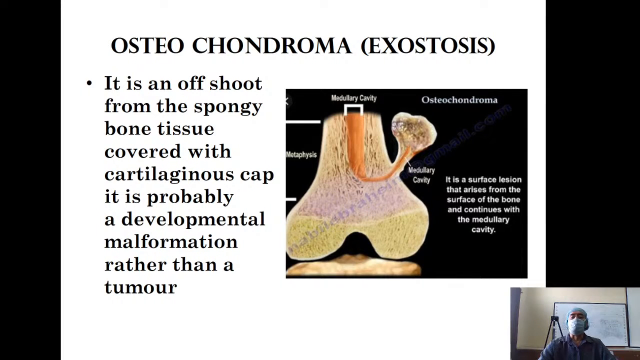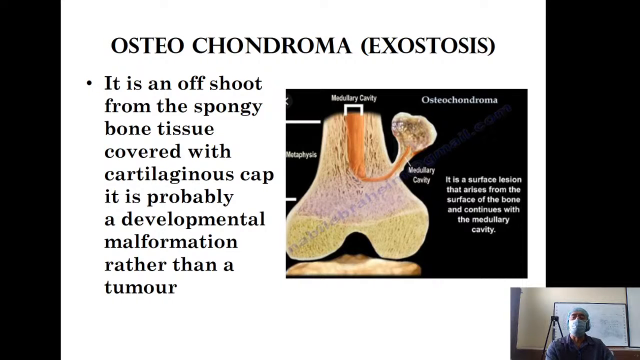Today we will discuss something about the commonest benign bone tumor which can be seen in clinical practice. This is called osteochondroma, otherwise known as exostosis. Osteochondroma or exostosis is a common benign bone tumor, and this is the tumor.